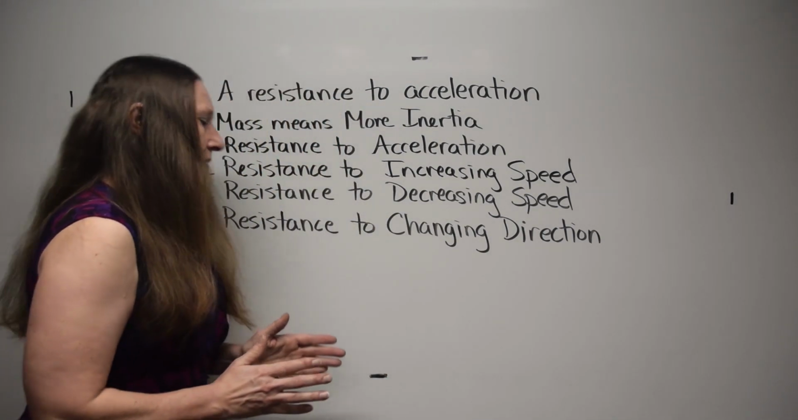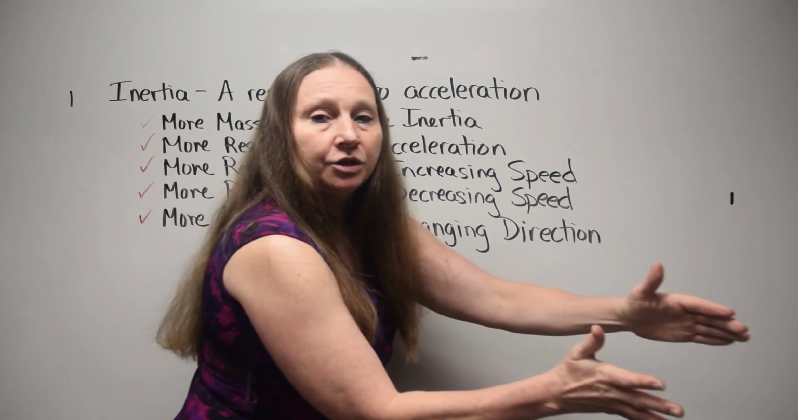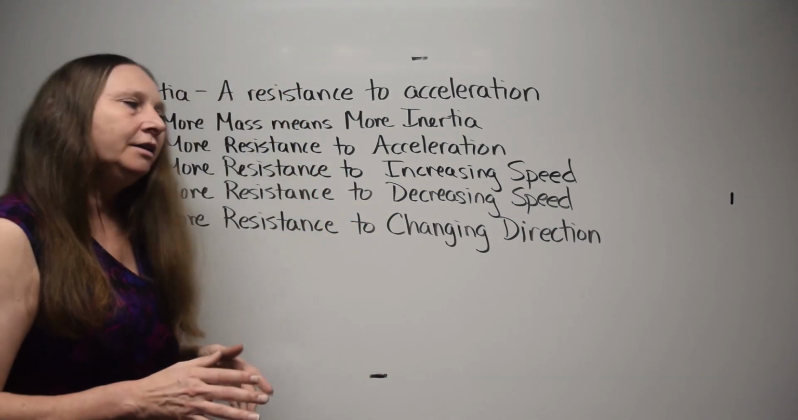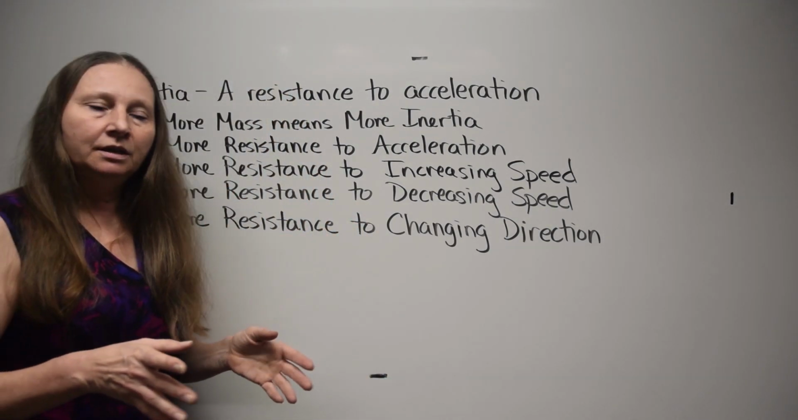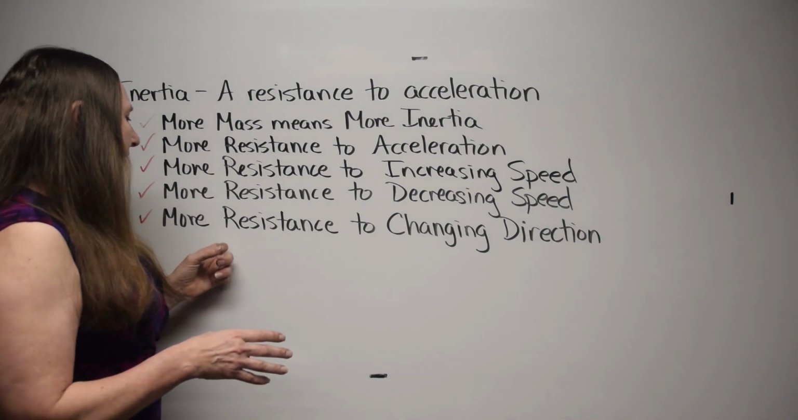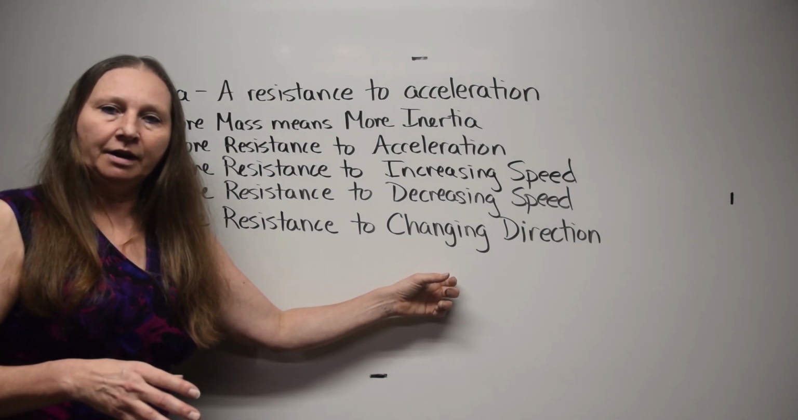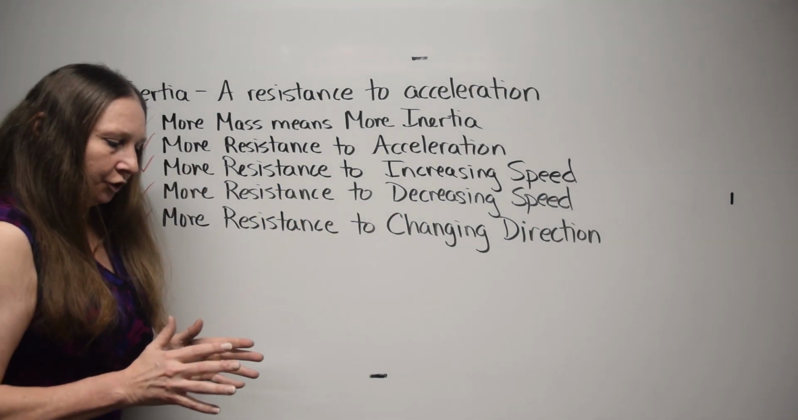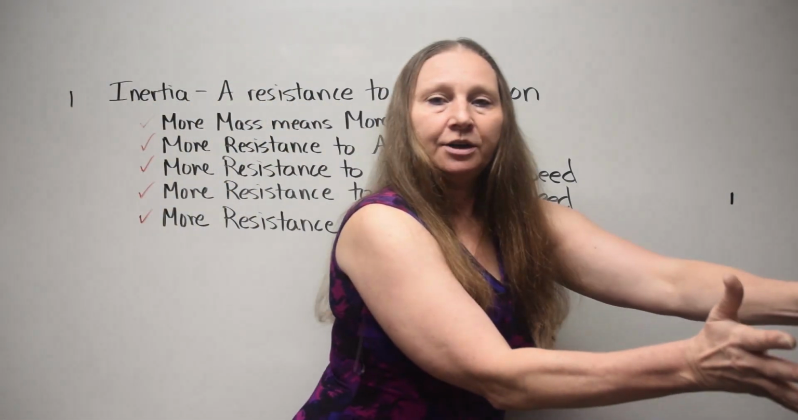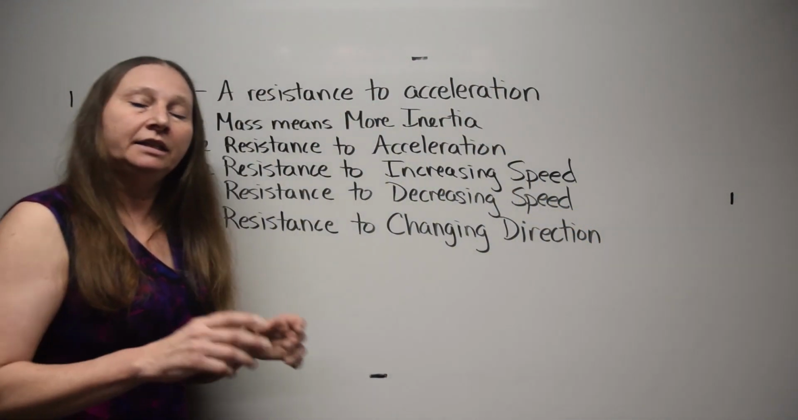And the little boat is able to change its direction fairly easily because it has less mass, less inertia. It is less resistant to changing its direction. So the small boat changes its direction. The small boat does not hit the iceberg.